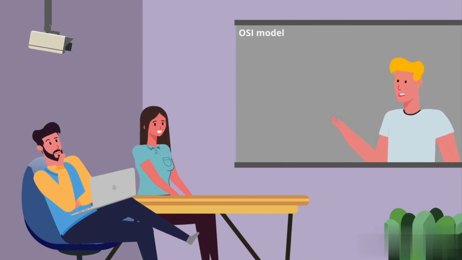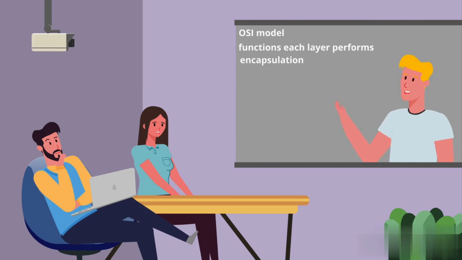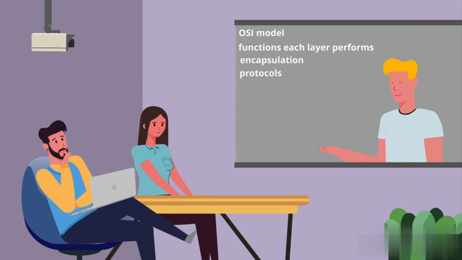Now, let's talk about OSI Model. We'll look at what it is, the layers it consists of, and the functions each layer performs. We'll also cover encapsulation, protocols, and see an example of how data flows through all the layers.